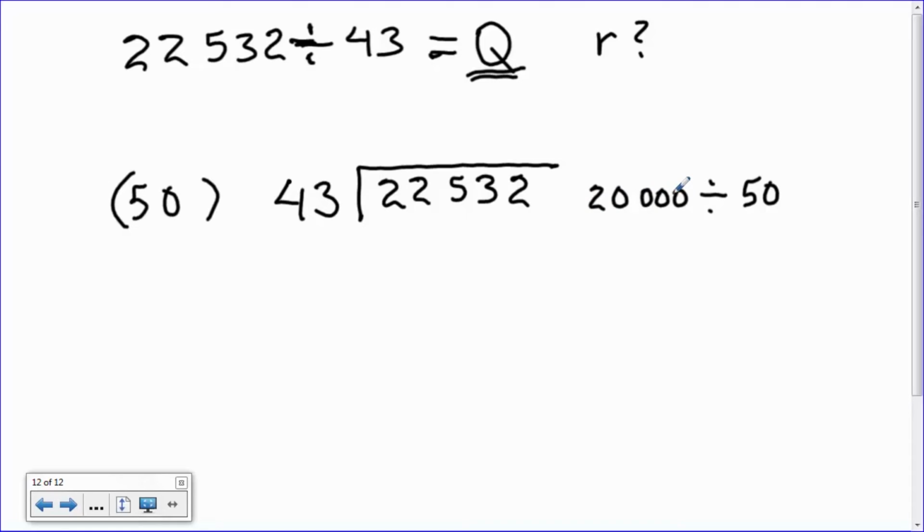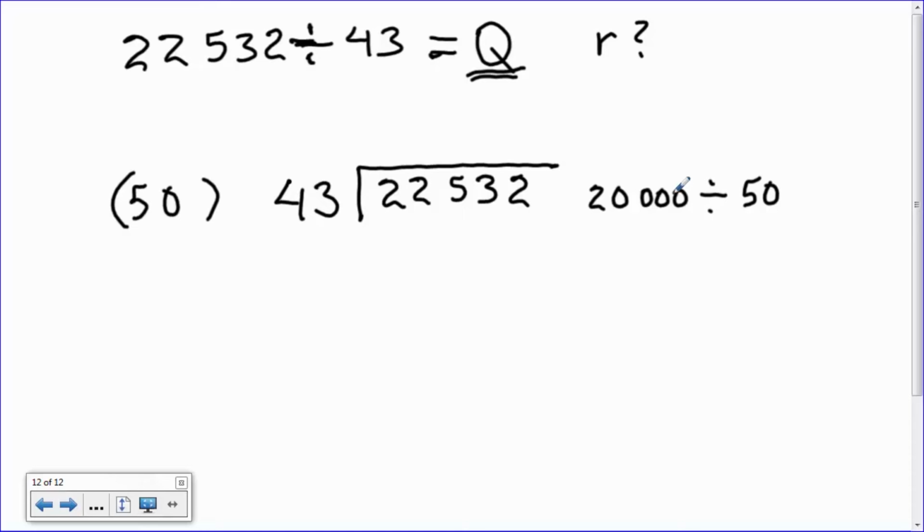Now your kids are going to choose different numbers depending on their comfort level or their experience. But they're going to pick a divisor that's bigger than 43, that only has one non-zero digit, and they're going to pick dividends along the way that are smaller than their current dividend, and I'm starting with 22,532, and I'm going to choose 20,000. Why?